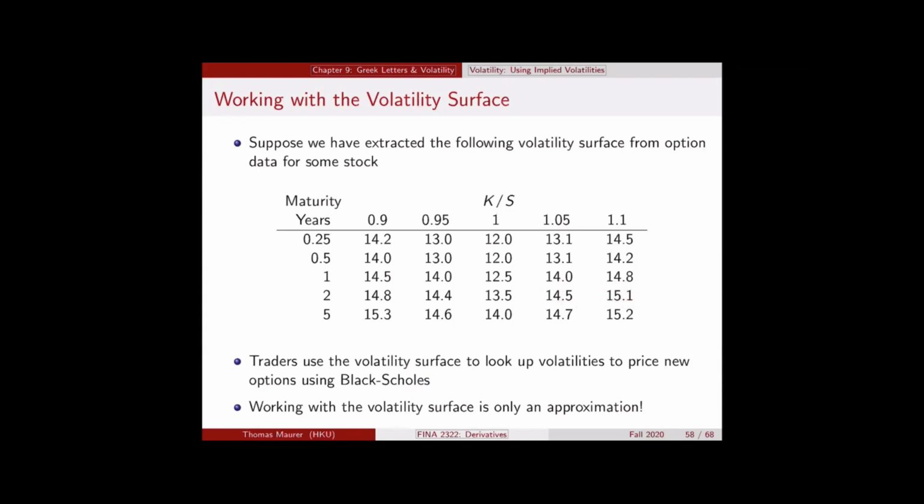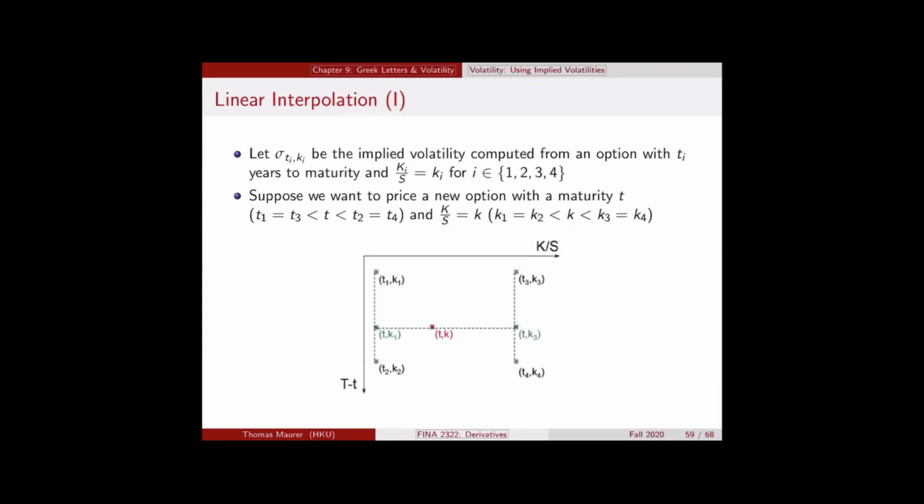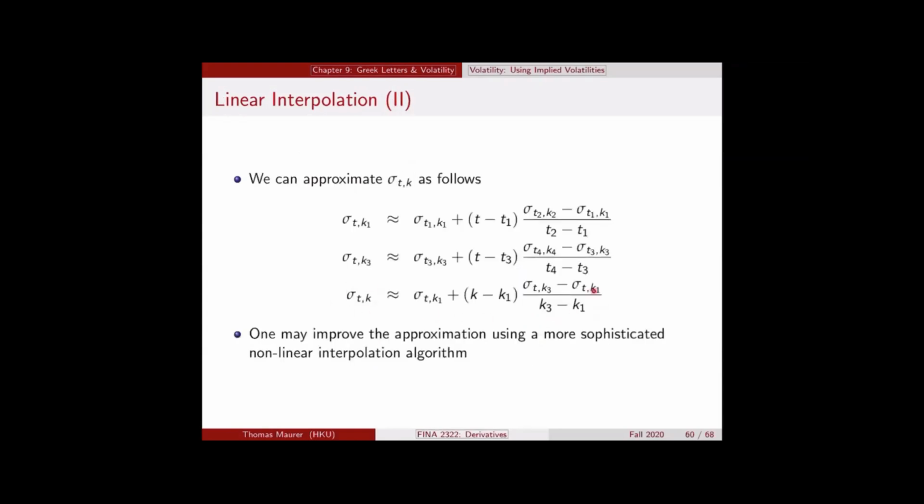Now, how do I do this interpolation? Basically, I have one option over here, one option over here with the same time to maturity of 2 years, but different moneyness. One has a moneyness of 1.05, the other 1.1. And the moneyness I'm looking for is 1.09. So I use this formula over here, where I just change the moneyness.